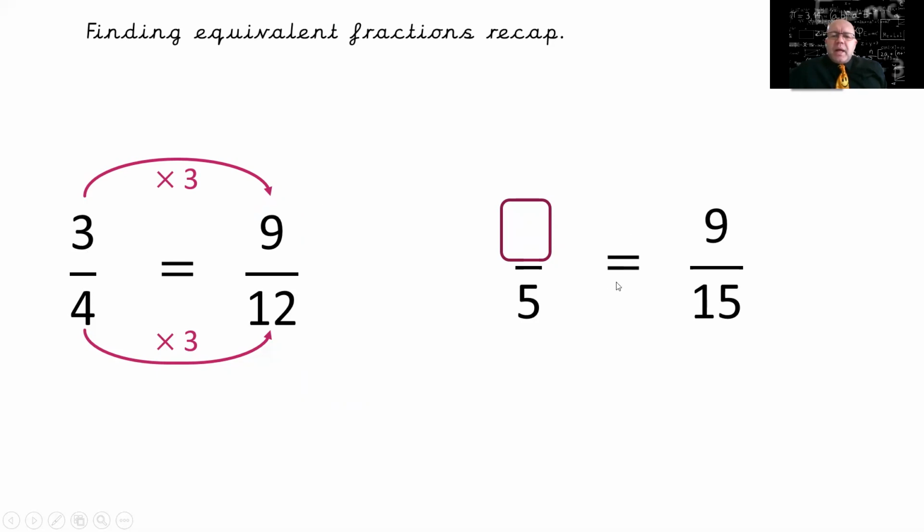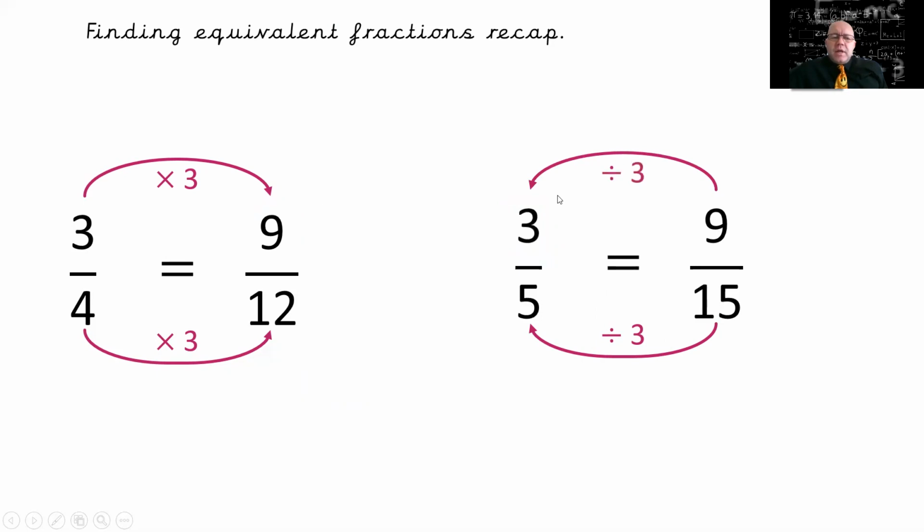As well as multiplying, we can also divide. We want to turn 15ths into fifths. So to turn a 15 into a 5, we're going to divide by 3. 15 divided by 3 is 5. 9 divided by 3 is 3. Okay. So in both cases, because we've done the same operation to top and bottom, we've created equivalent fractions.